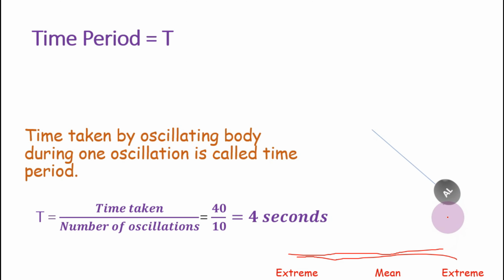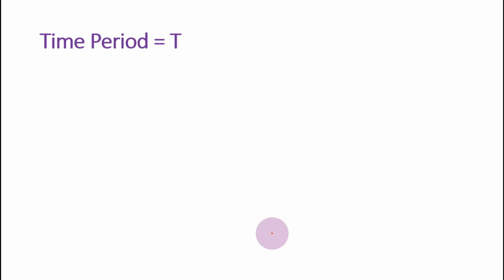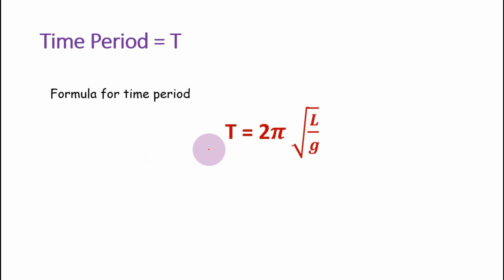It is 1, then it is 2, 3, and so on. If you count 10 oscillations, for example, and your mobile phone stopwatch shows 40 seconds, then 40 divided by 10 gives you 4 seconds, and that is the time for one oscillation and is called time period. Now the time period has a formula as well, which is T equals 2 pi square root of length divided by g.